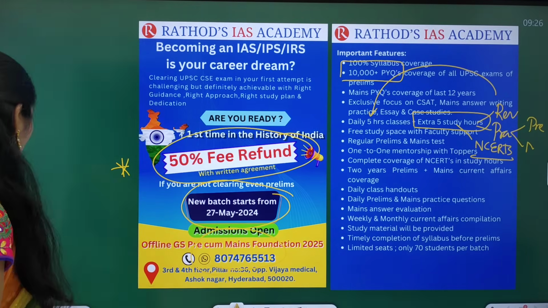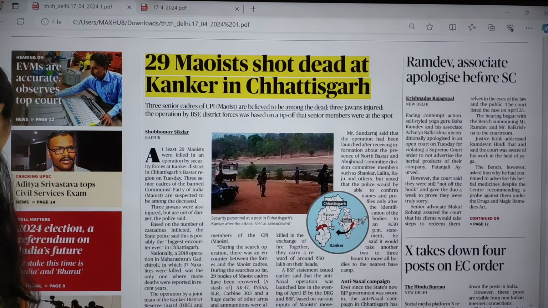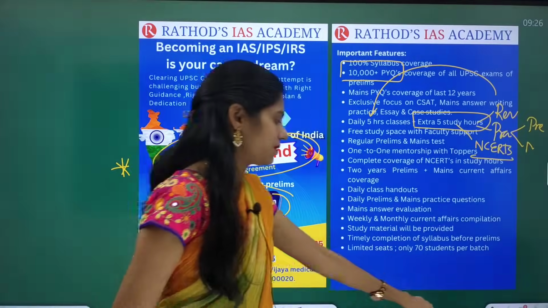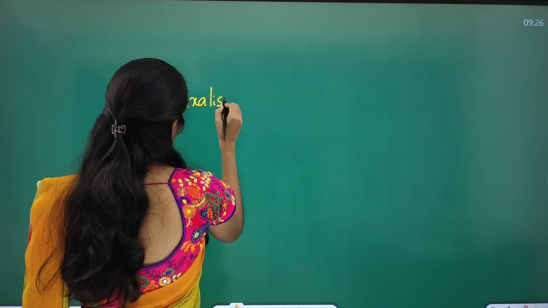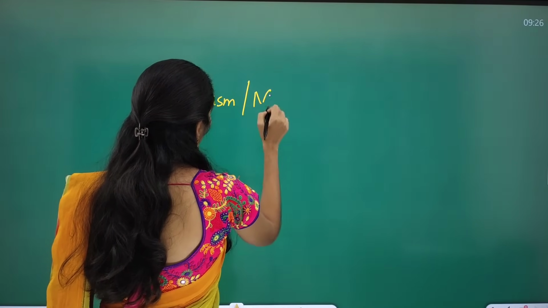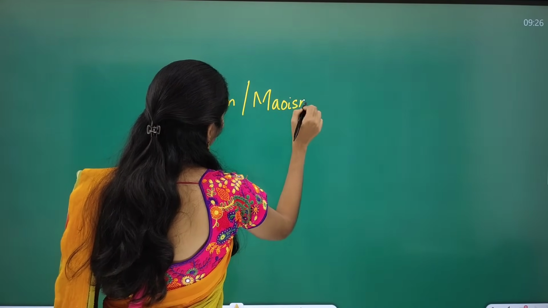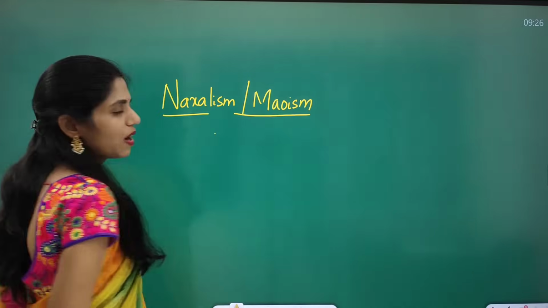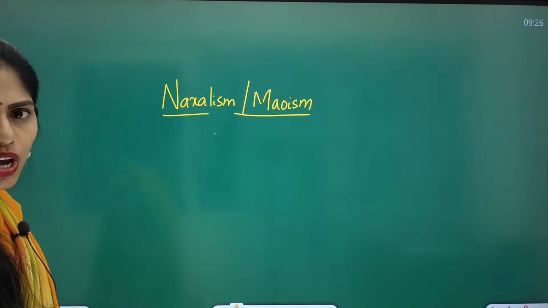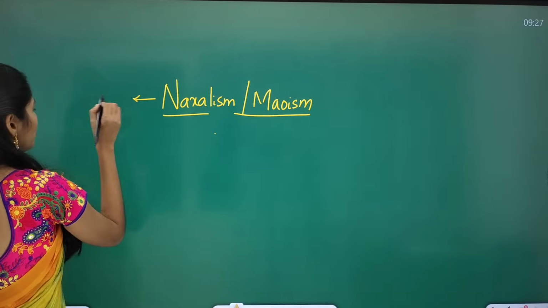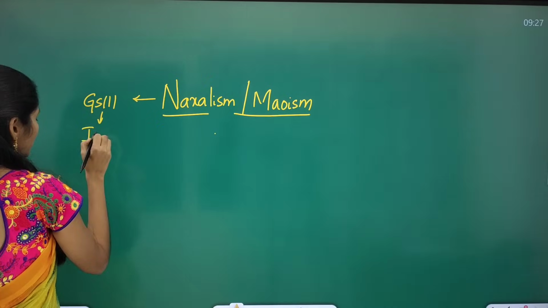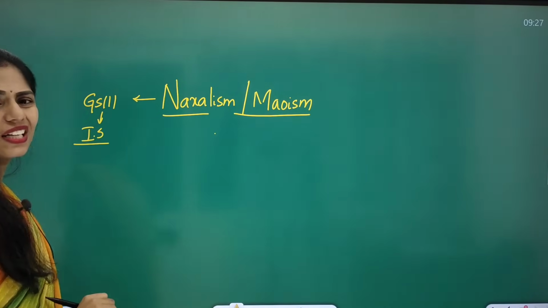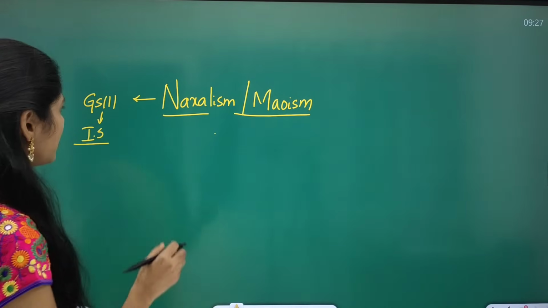Now let us see this article and its dimensions. This article is about Naxalism or Maoism. What are the dimensions that you have to see? First of all, this article is important from GS paper 3 under internal security. This is one internal security challenge that we are facing.